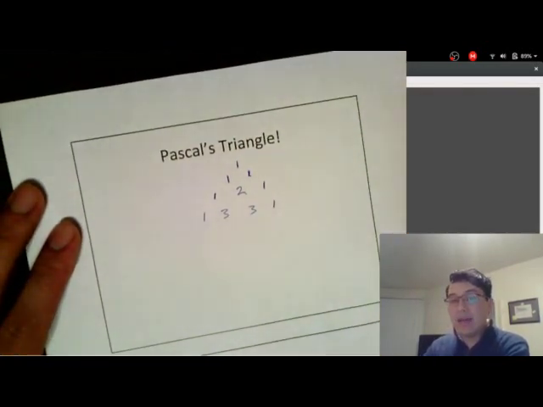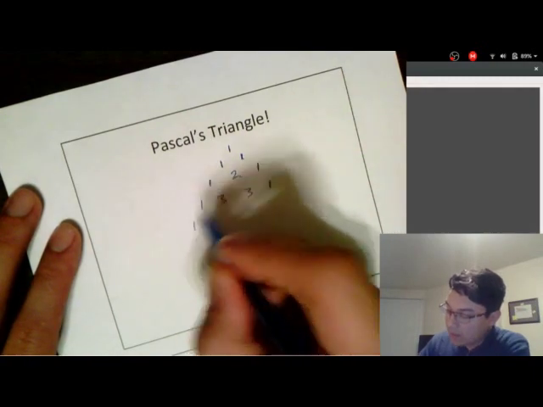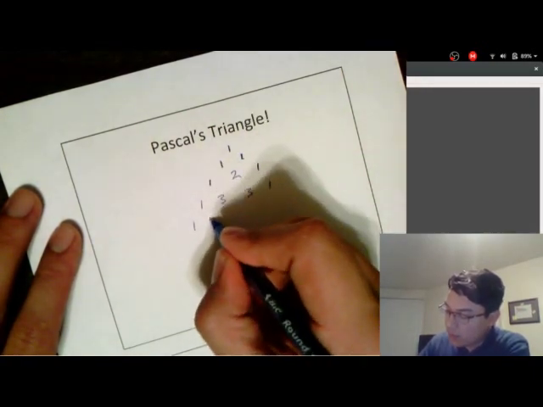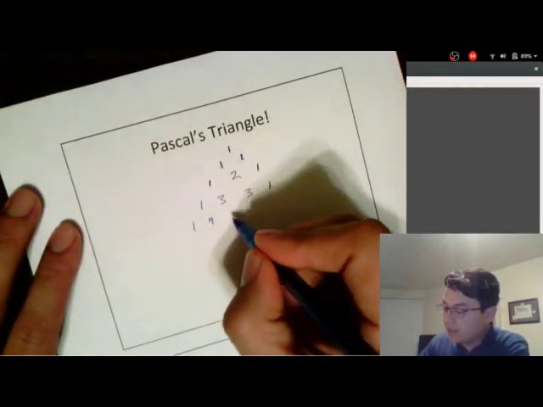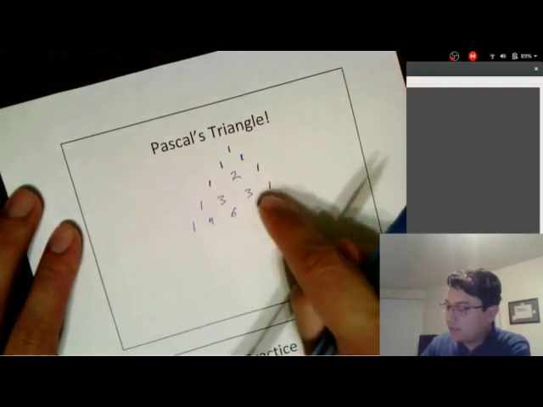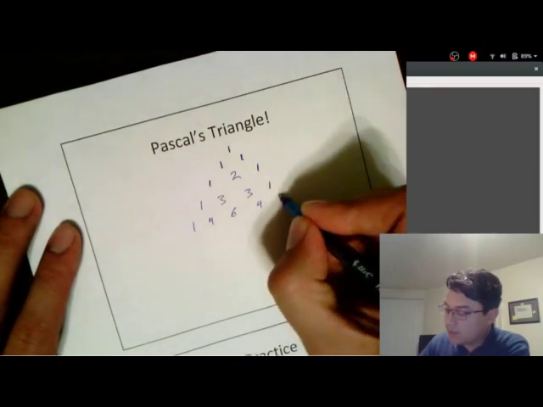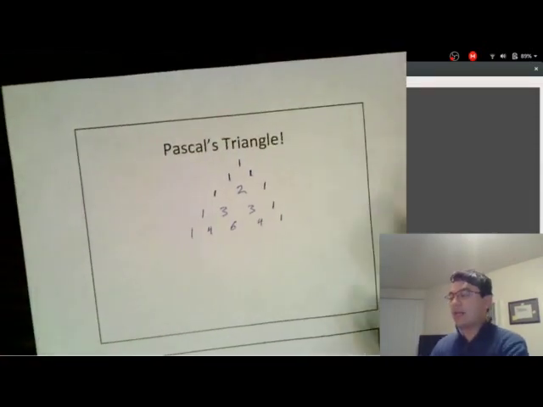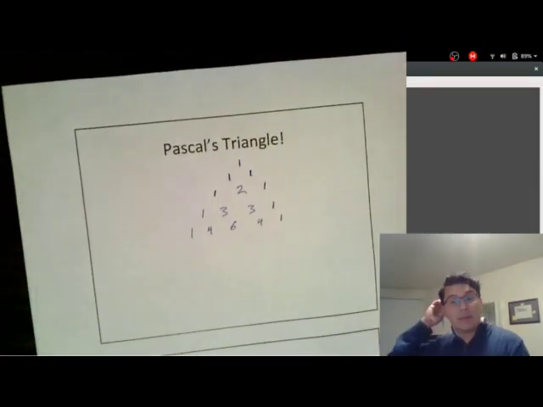Okay, and that pattern continues. So let's do it again. We're going to have 1 here. So 1 plus 3 is 4. 3 plus 3 is 6. 3 plus 1 is 4. And then there's nothing here for the 1 to attach to, so we just put another 1 down here. And it increases by that at each step. So you're just going to keep adding, and you keep growing this triangle.